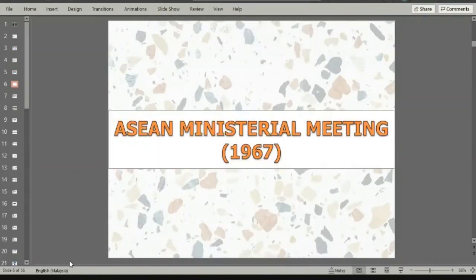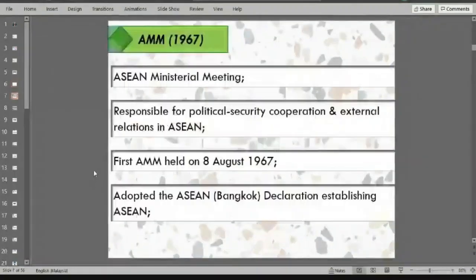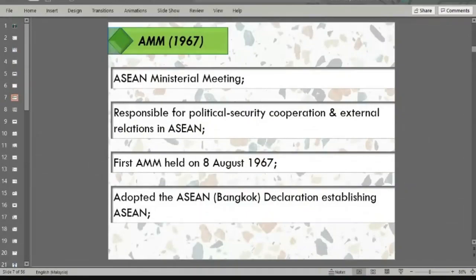So we'll start with the first mechanism, known as the ASEAN Ministerial Meeting. The AMM, we've seen this briefly back in chapter 3 in the structure of ASEAN. Under the ASEAN Summit, you have the different ministerial structures: the ASEAN Economic Ministers Meeting, the ASEAN Ministerial Meeting, the ASEAN Financial Ministers Meeting, and so on. The ASEAN Ministerial Meeting is the meeting of the foreign ministers, menteri-menteri luar negara anggota ASEAN. So it's a meeting of foreign ministers.